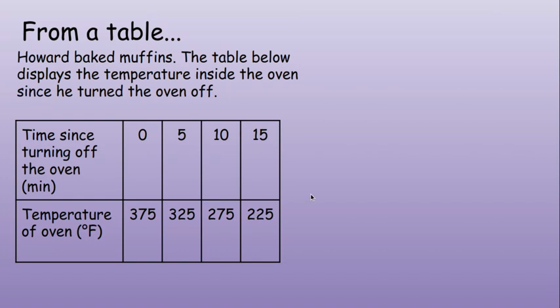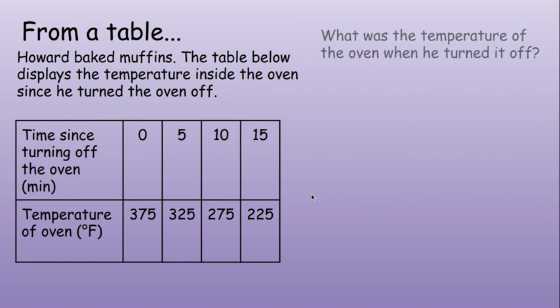You're being asked to write a linear function rule based on this information. So, what was the temperature of the oven when he turned it off? So, 0 minutes since he turned it off. Right when he turned it off, what was the temperature of the oven? 375. Now, very often from tables, one of your x values is 0. That's your y-intercept. That's your initial value.